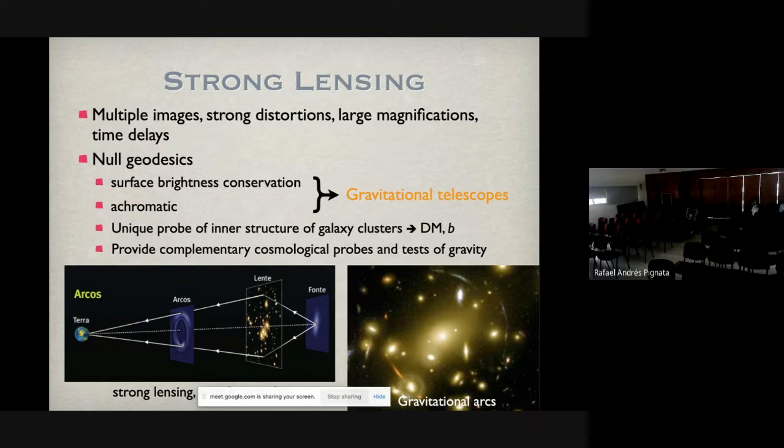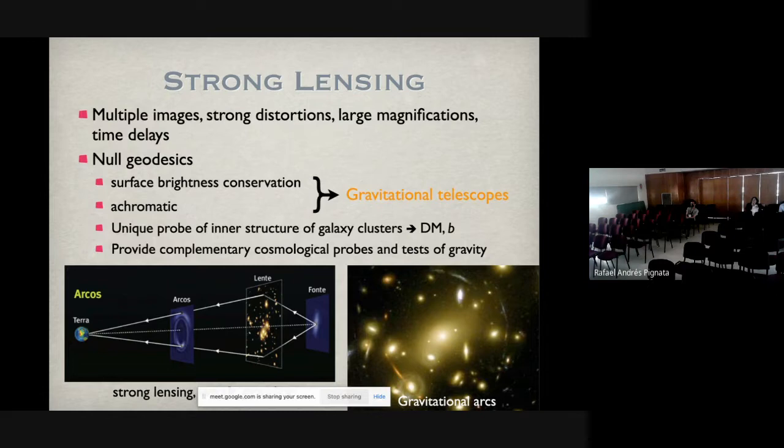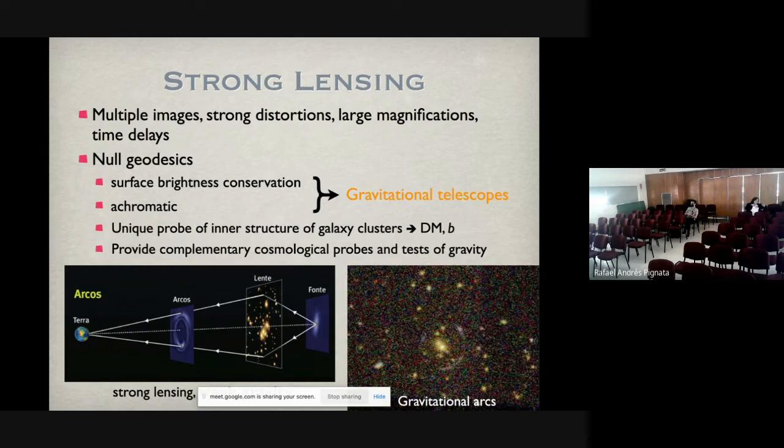As I mentioned yesterday, typical effects of strong lensing are multiple images, strong distortions generating things like arcs and rings, large magnifications, and time delays. I will skip time delays for today and remind you that because of the magnification, and since surface brightness is conserved, these arcs or Einstein rings focus on us more photons from the source than they would without a lens. So they act as gravitational telescopes, amplifying the flux that gets to us.